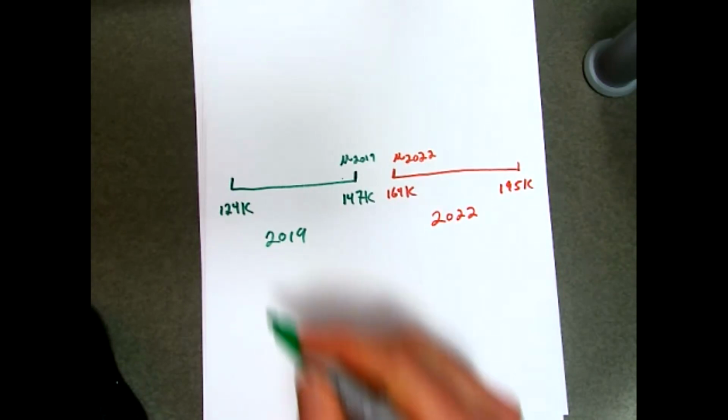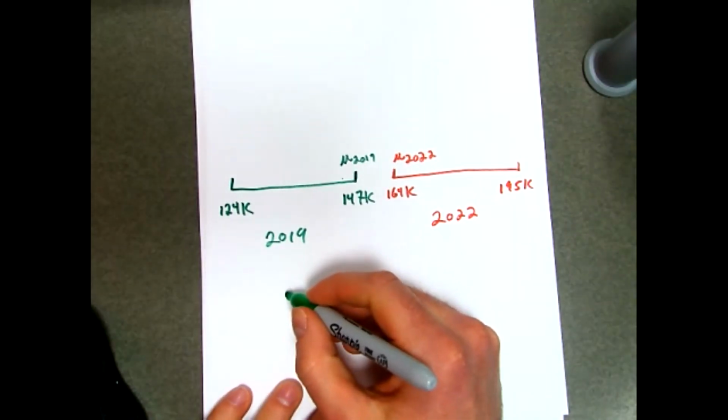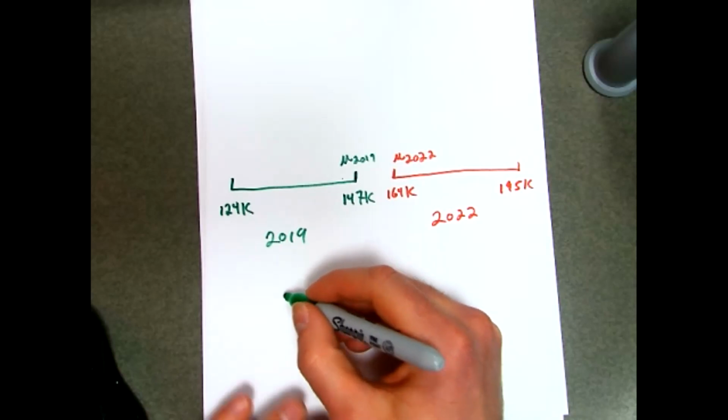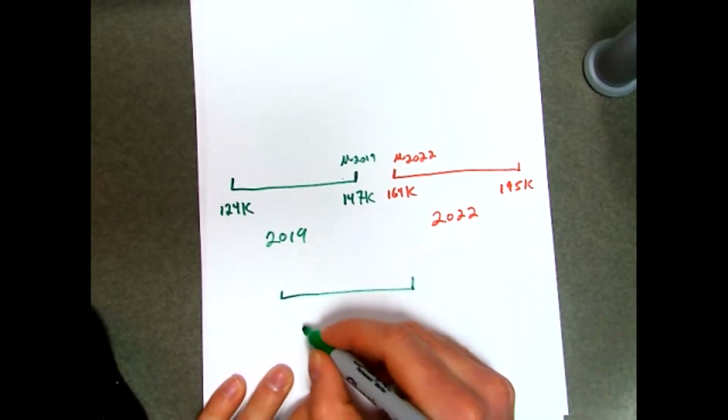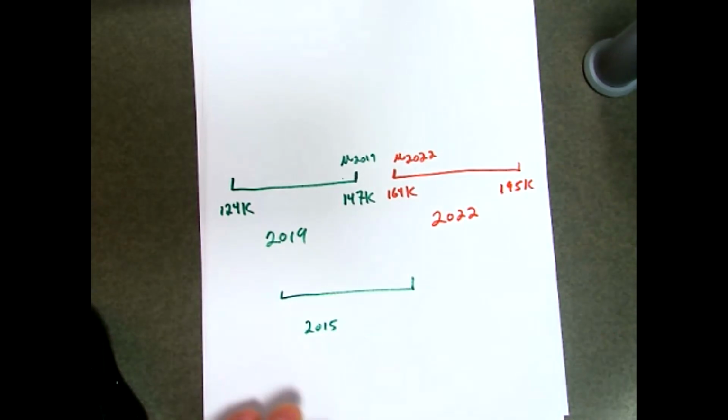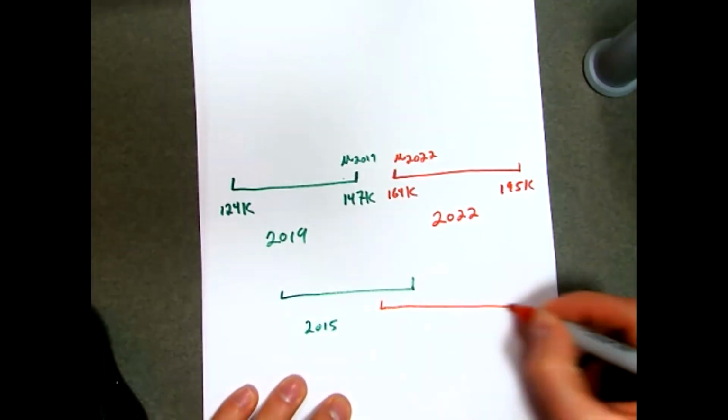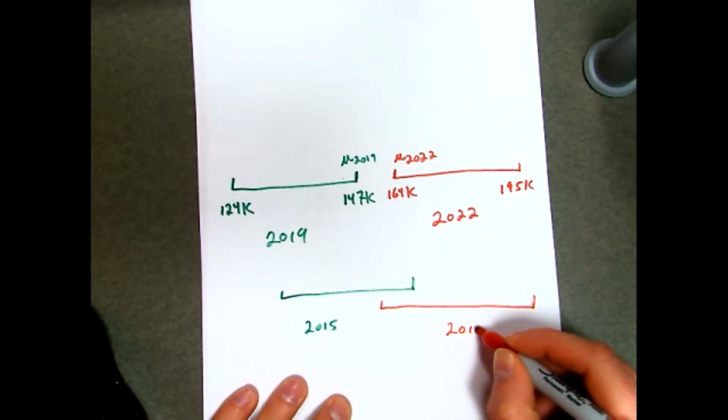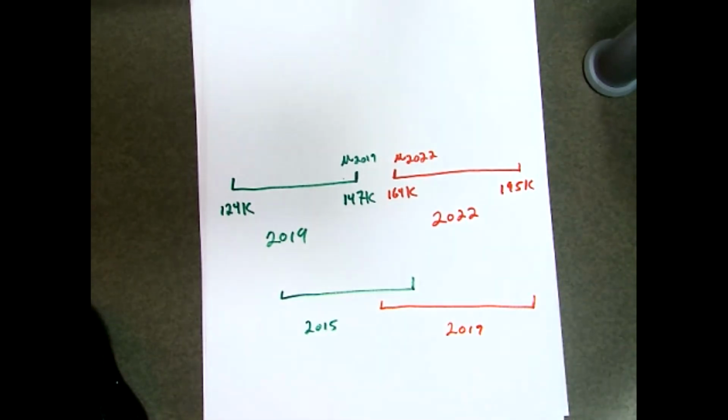Now, I think if you do this for 2015 and 2019, it'd be very close. I haven't done it, but if you did it, I think it ends up looking something more like this, where there is a slight overlap if you go from 2015 to 2019.